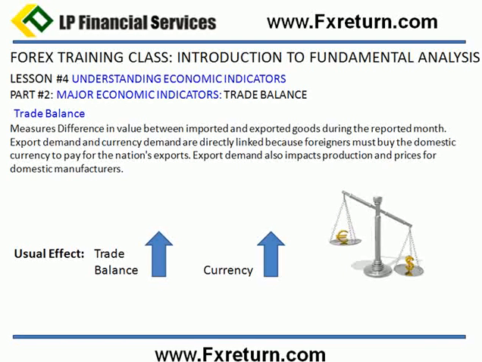Our next indicator is our trade balance figures. Trade balance measures the difference in value between imported and exported goods during the reported month. Export demand and currency demand are directly linked because foreigners must buy the domestic currency to pay for the nation's exports. Export demand also impacts production and prices for domestic manufacturers. The usual effect is, as the trade balance numbers go up, the currency goes up.